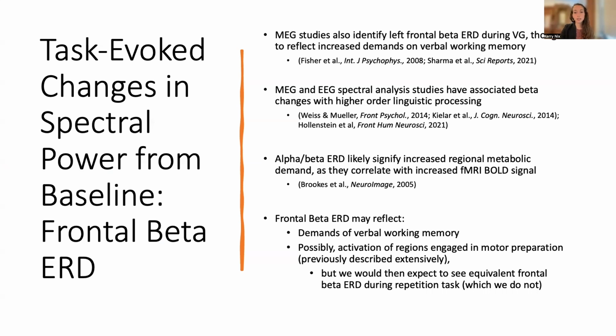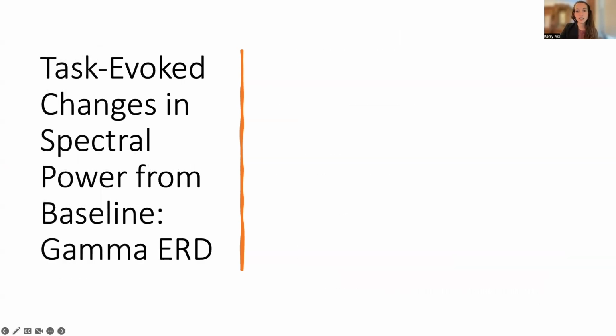But if the beta ERD represented solely motor processes, we would expect it to be of equal magnitude between verb generation and repetition tasks. And we don't see that. And so we posit that either verbal working memory load or perhaps attentional processes contribute to the spectral change. So these hypotheses could be tested in future studies.